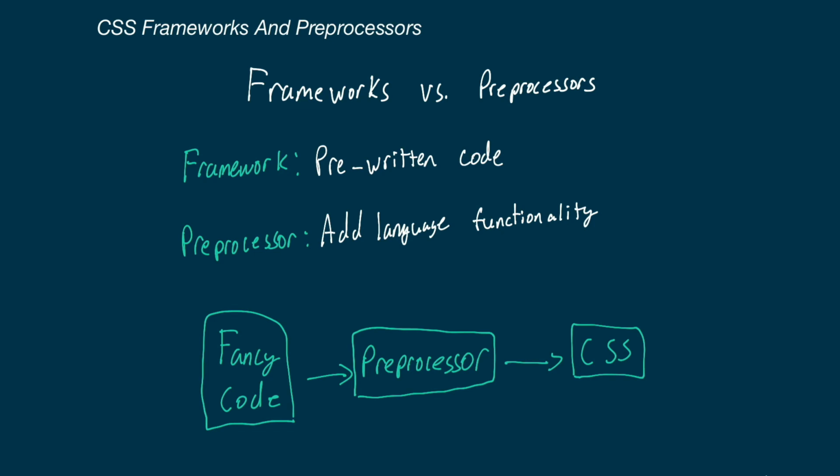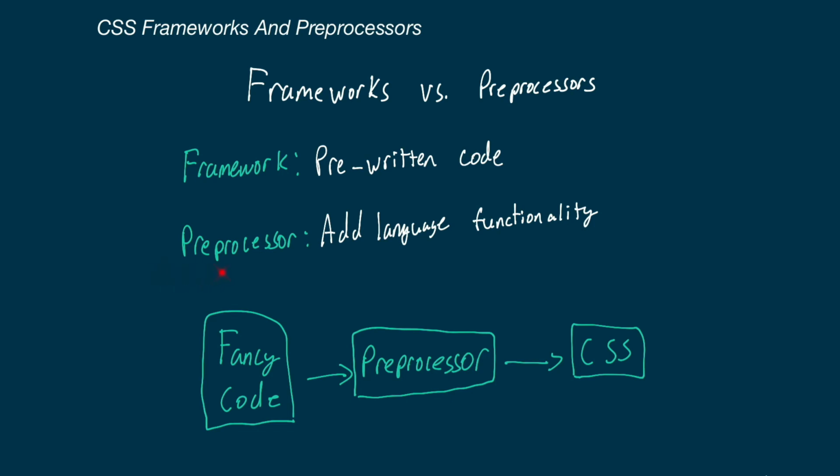Oftentimes, you will hear the word framework as a fairly generic term, but really there are 2 categories of tools we are discussing here. First, a CSS framework is simply pre-written code that we can use in our projects to speed up development. This usually comes in the form of pre-written style sheets or pre-built components.